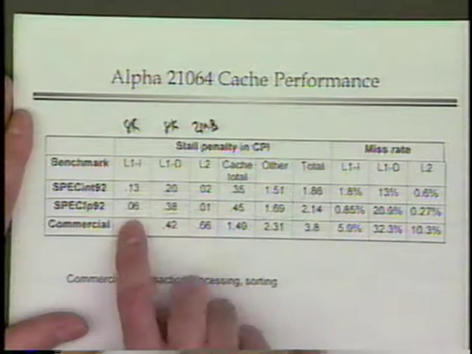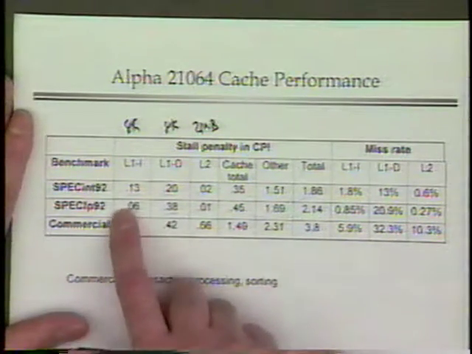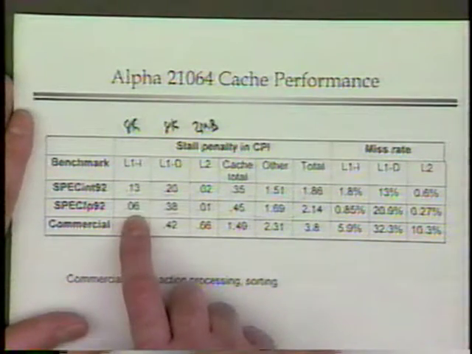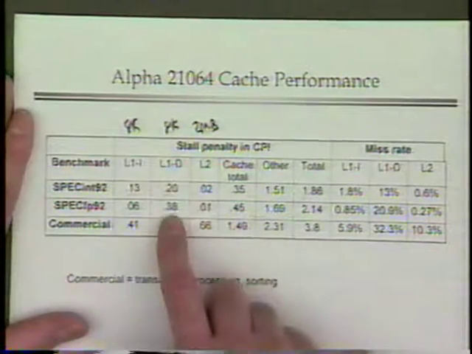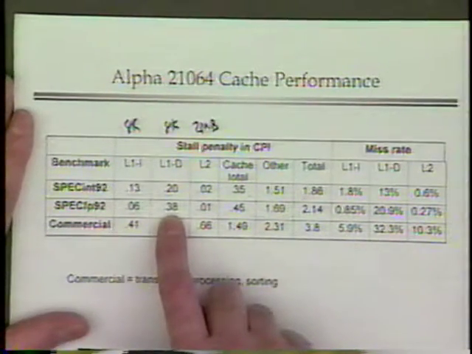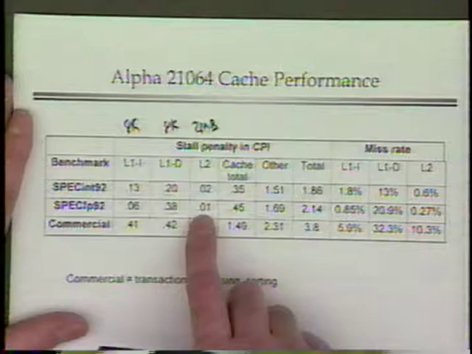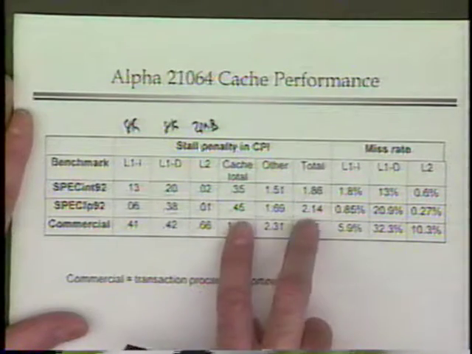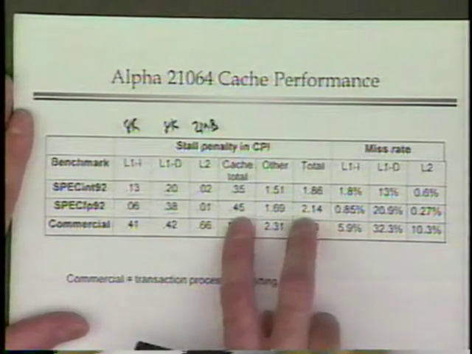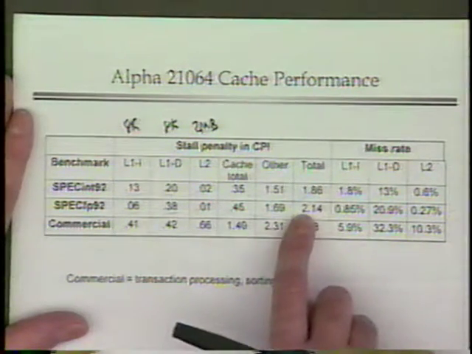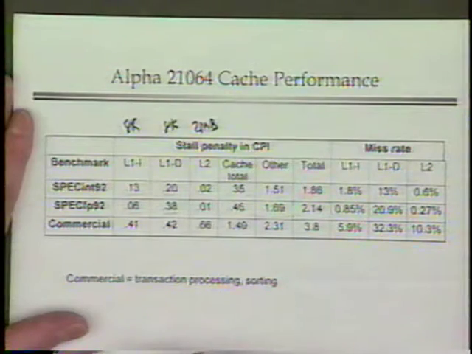In the case of the floating point benchmark, the numbers are a little bit different. The instruction cache miss rate or stall penalty is a lot lower, presumably because there are a lot more tight loops. The data cache miss is higher, presumably because it's accessing big arrays that don't get cached as well. Again, the level 2 penalty is almost negligible. But it still overall performs quite well, in the sense that the total penalty for the cache system is only 1/5 or so of the total execution time.